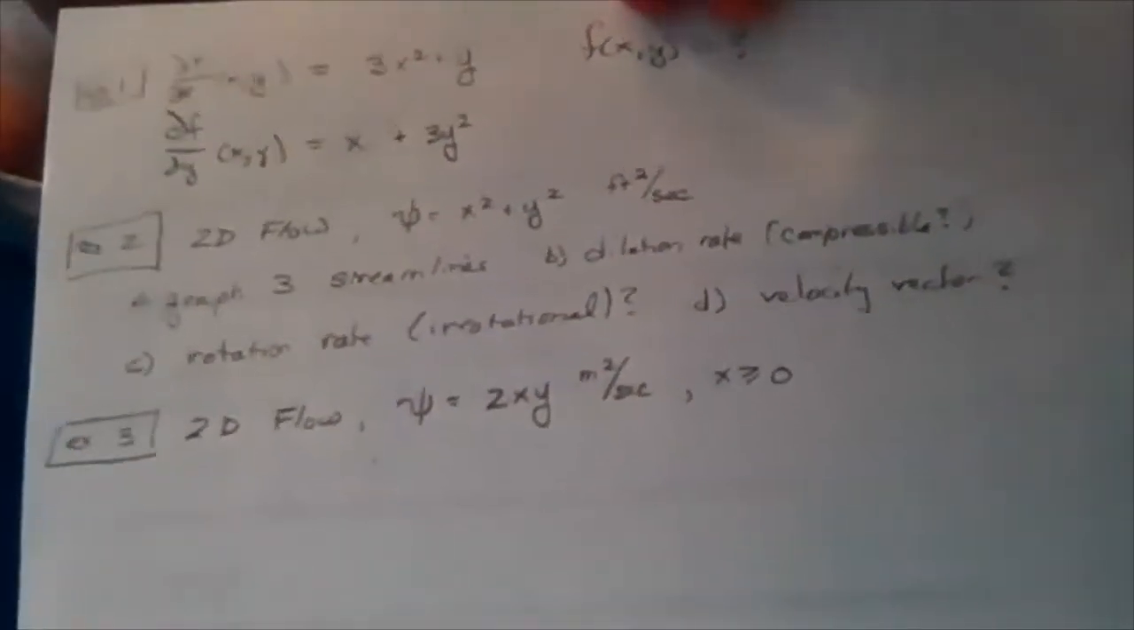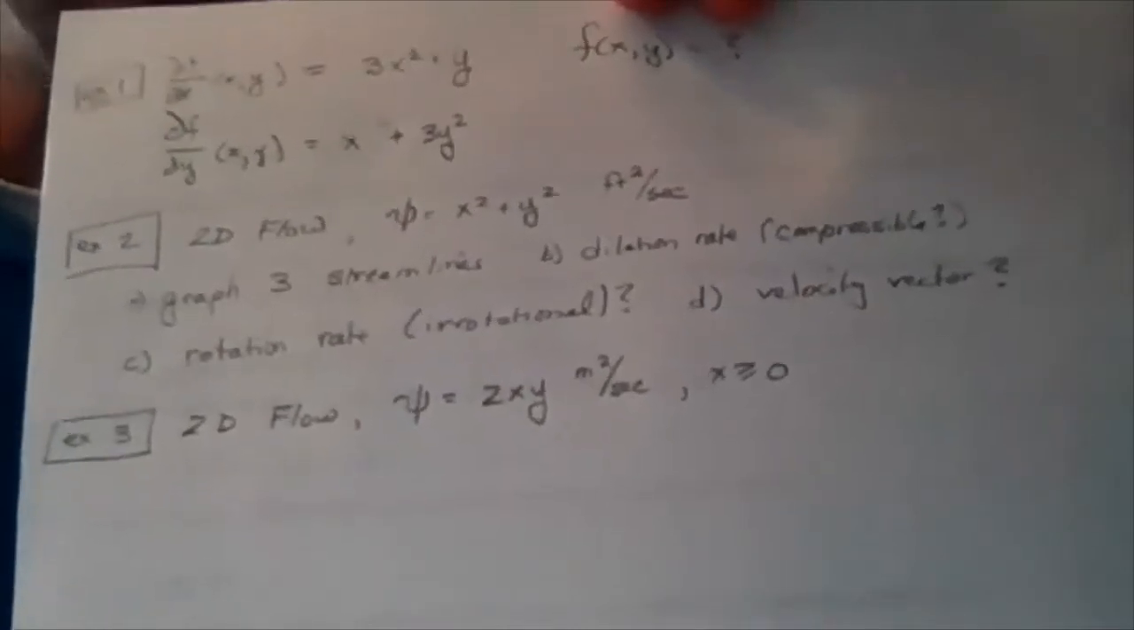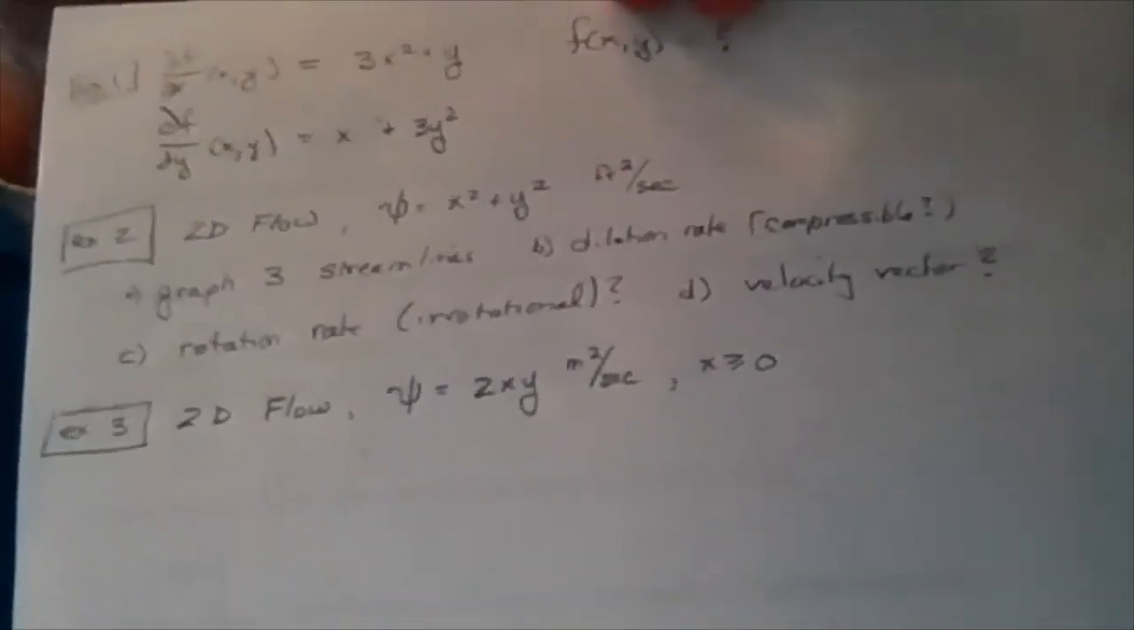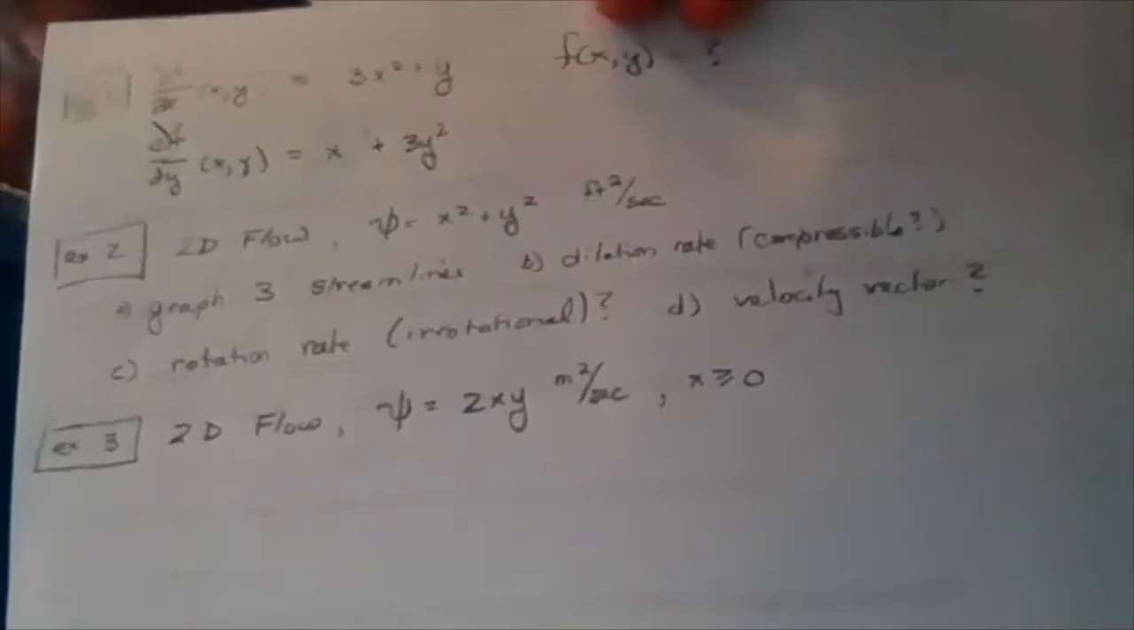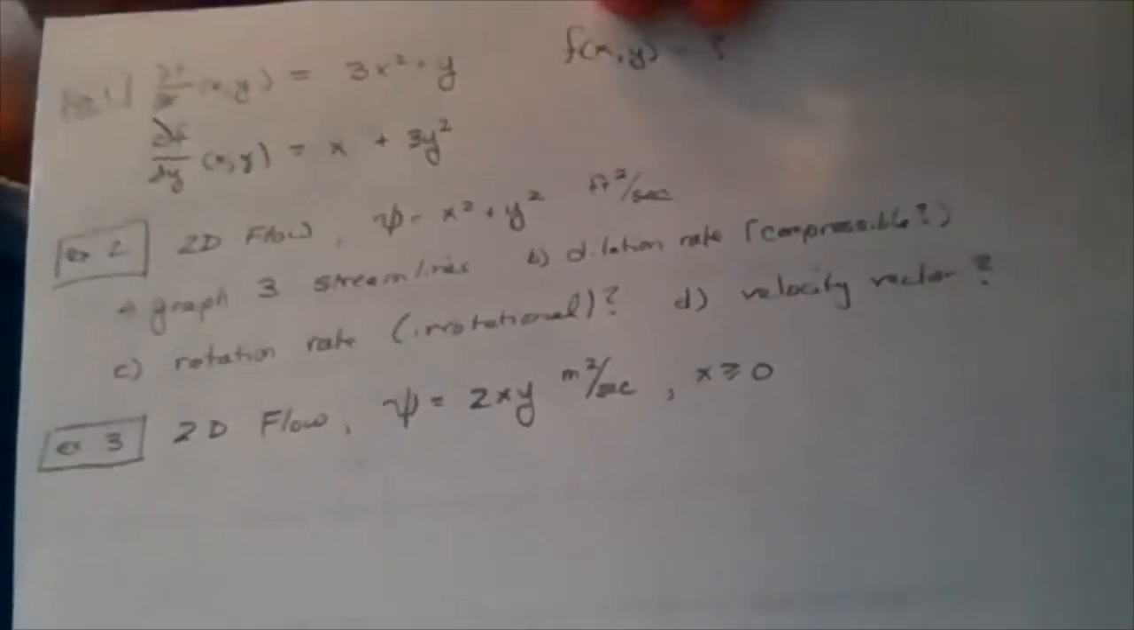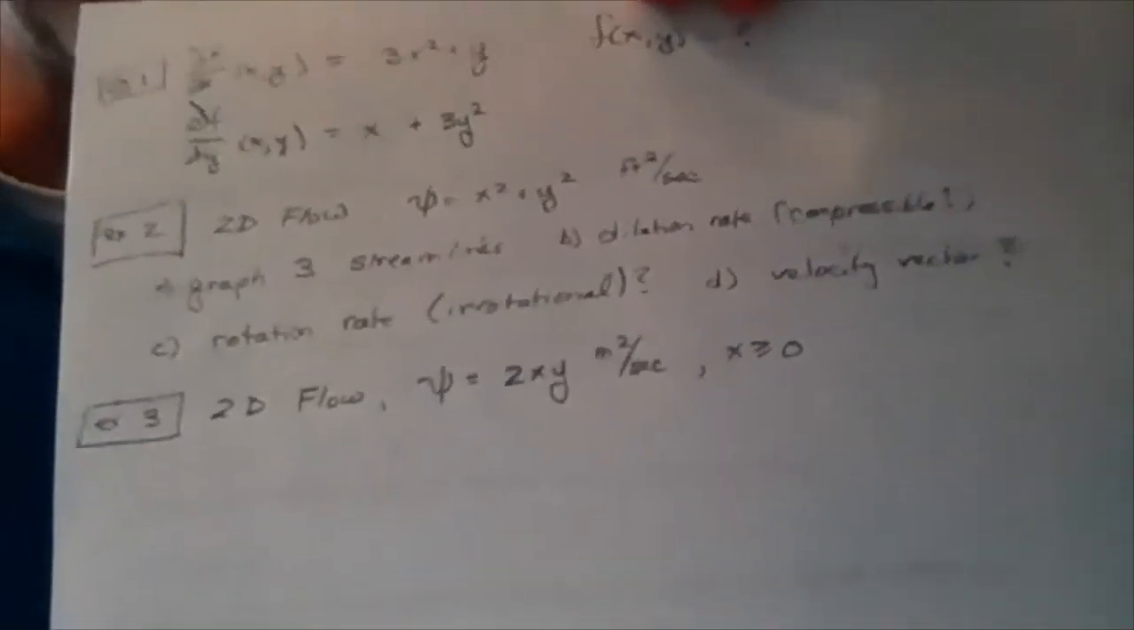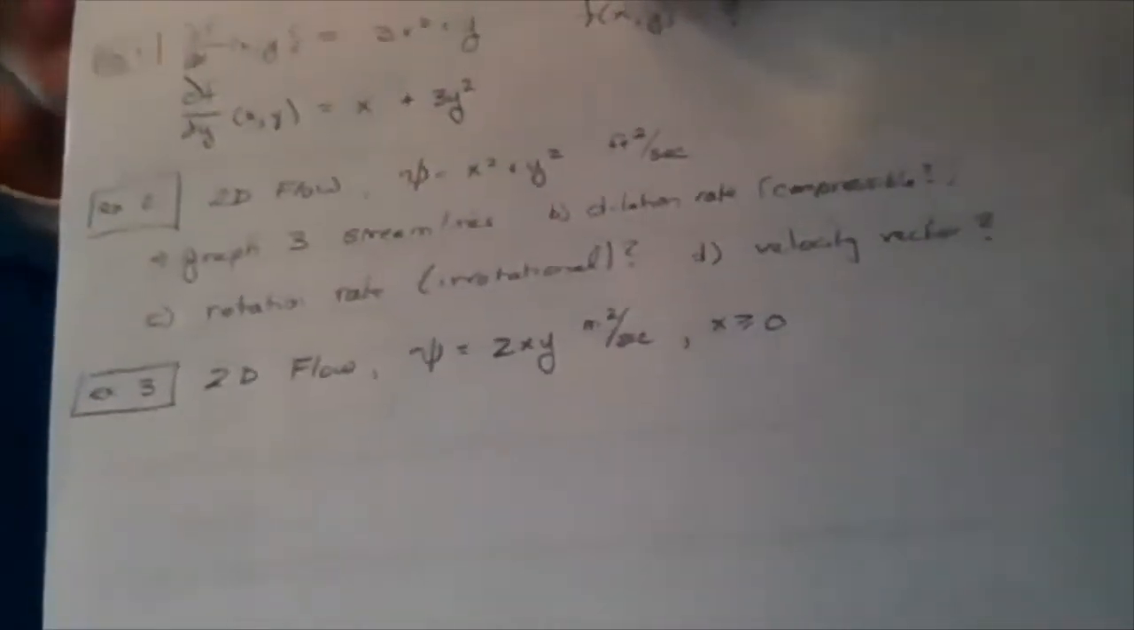Then we're going to get the dilation rate. The dilation rate allows us to say, hey, what's going on? Is this fluid spreading out? Is this fluid compacting? Is the flow compressible or incompressible? Then we're going to get the rotation rate, and a huge question in fluid modeling is whether the flow is irrotational.